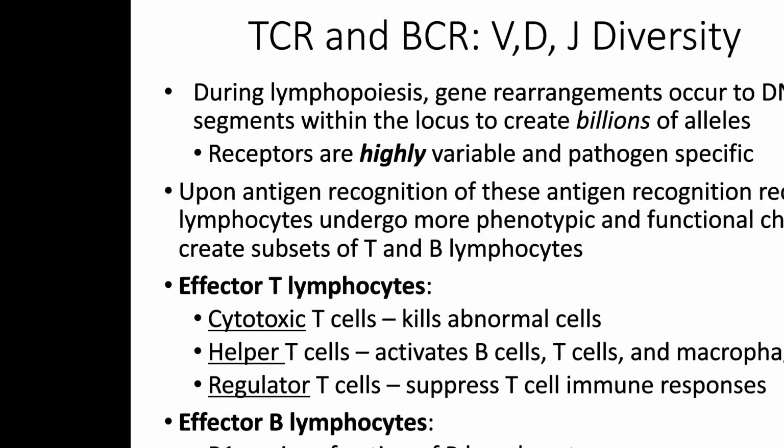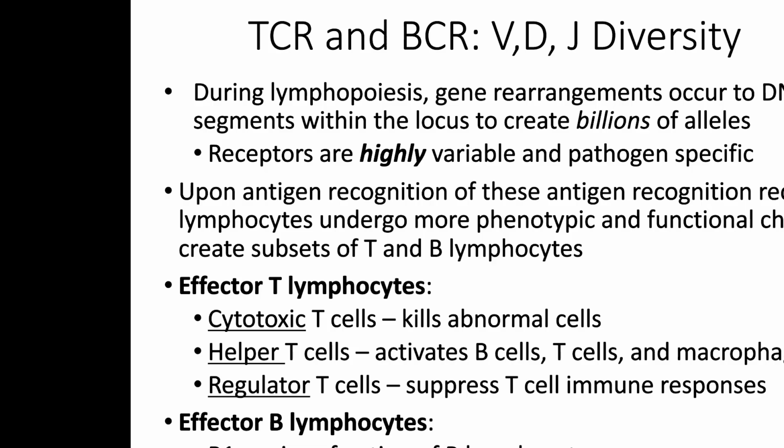The way that we test whether or not the receptors work is that the lymphocytes have to be able to bind to the antigen with this unique combination of VDJ arrangements. When they are able to recognize it, they start developing both phenotypically and functionally to create these different subsections that I keep talking about. For your T cells, we have the cytotoxic T cells, whose job is to kill abnormal cells; helper T cells, whose job is to help activate B cells, T cells, and macrophages; and regulatory T cells, who help suppress T cell immune responses.